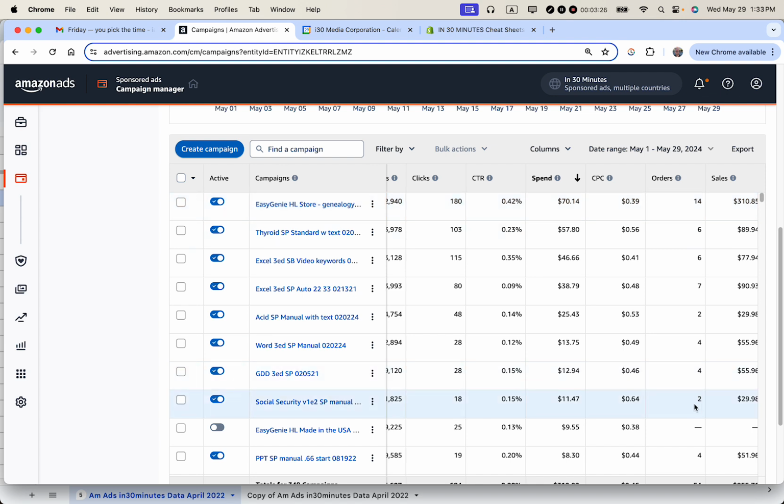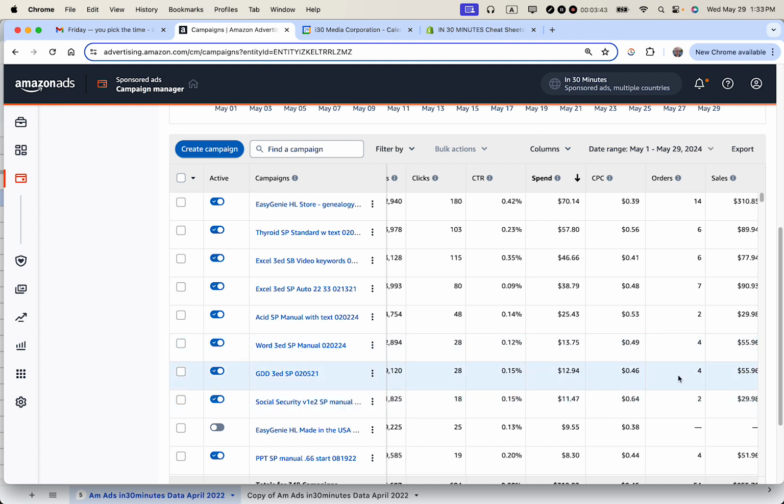Down here, we have a campaign where it is $11.50 for 2 orders. So that works out to roughly about $5.75 spent per sale. That's a problem because the profit level for this particular product is $4.50. So I need to figure out how to optimize that a bit more.